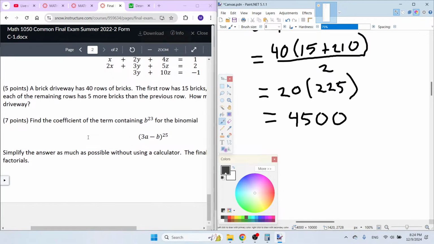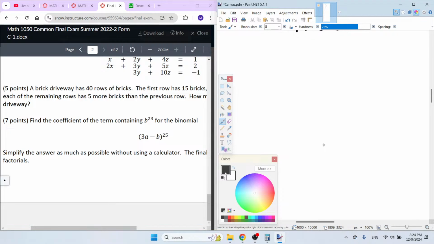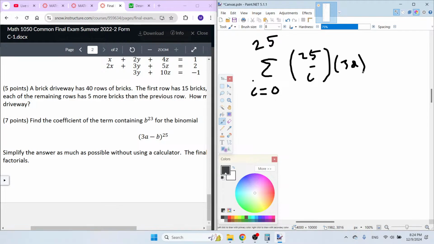Okay. Find the coefficient of the term containing b to the 23rd for this binomial. So the binomial theorem says that the whole thing is equal to the sum from i equals 0 to 25 of 25 choose i times 3a to the, sorry, not to the i, to the 25 minus i, times b to the i.